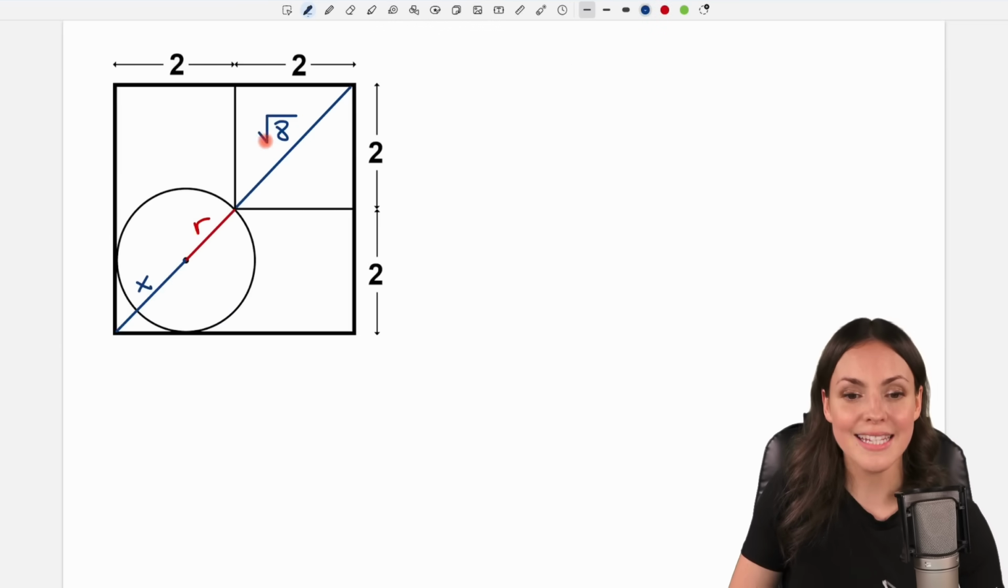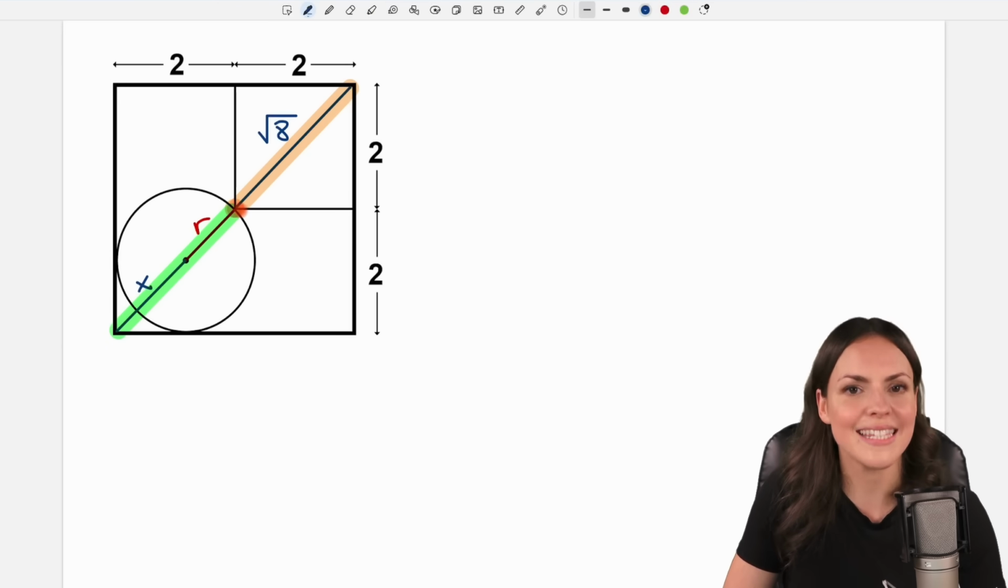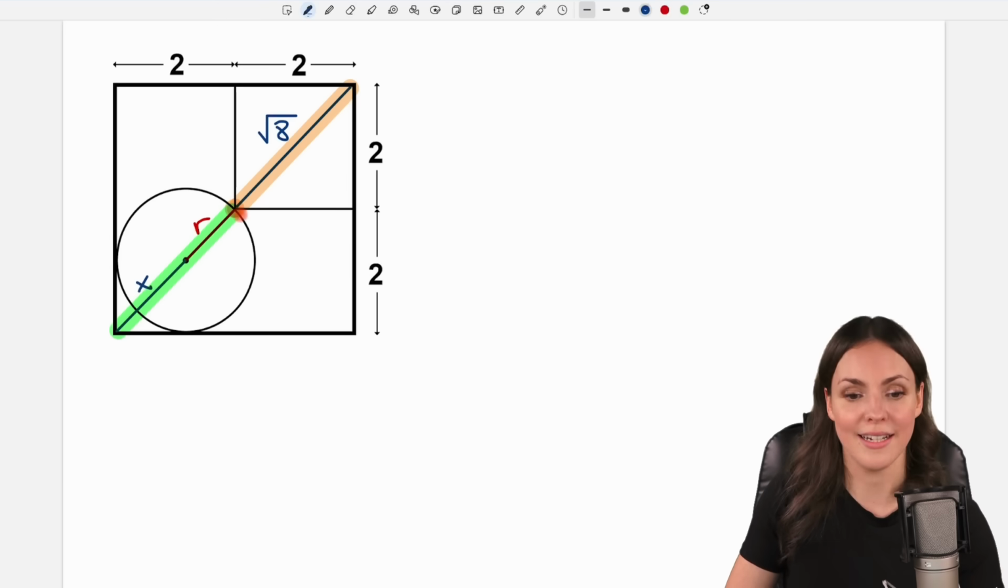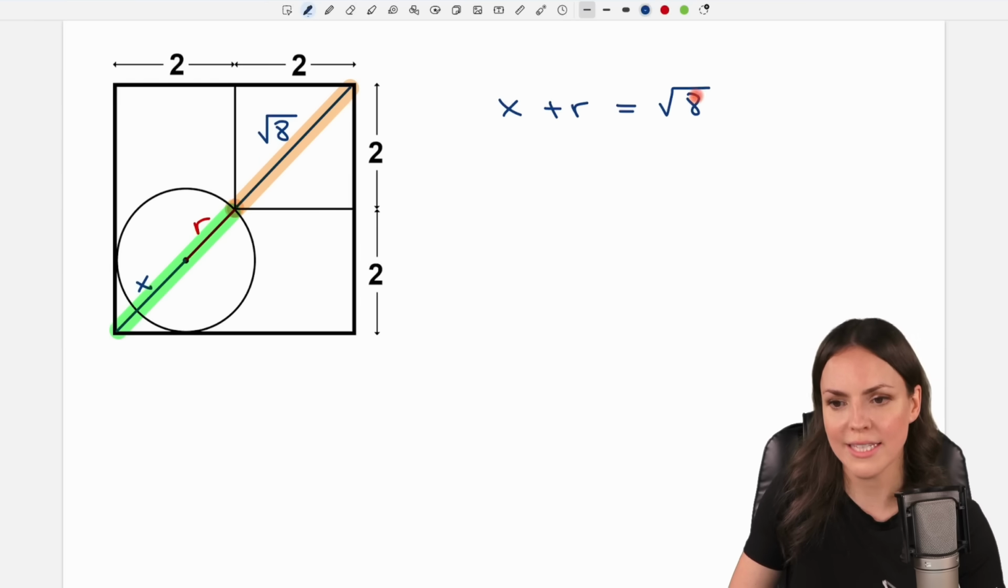Okay, how does this information help us now? Well, this is the center of the large square. And that means that this part of the diagonal has the same length as this part of the diagonal, because they meet at the center. So the green line has the same length as the orange line. So x plus r, if we write this down, has the same length as the square root of 8.